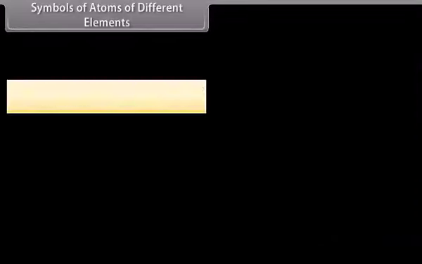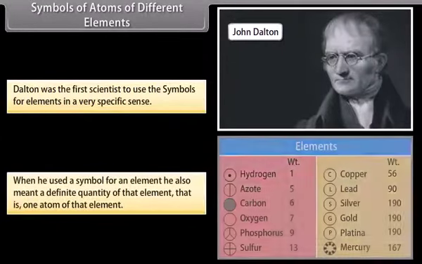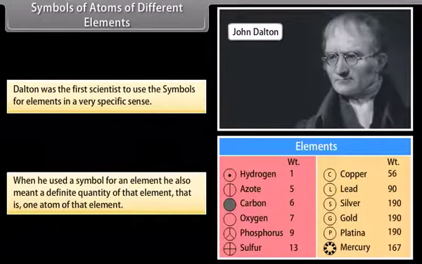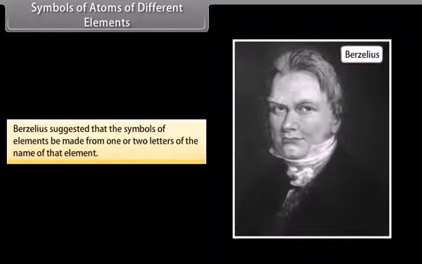Symbols of atoms of different elements. Dalton was the first scientist to use the symbols for elements in a very specific sense. When he used a symbol for an element, he also meant a definite quantity of that element, that is, one atom of that element. Berzelius suggested that the symbols of elements be made from one or two letters of the name of that element.